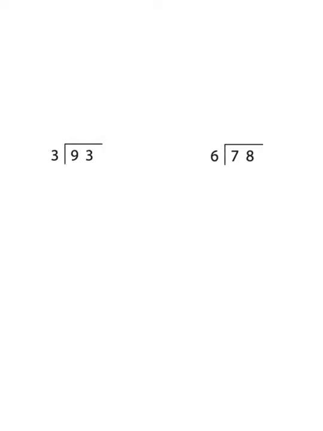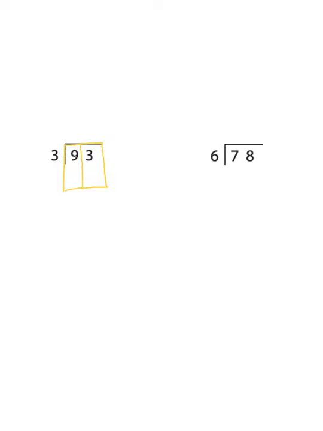Now let's look at another example, and I'm going to use the box method. So 93 divided by 3. I have a dividend of 93 and a divisor of 3. I'm going to change this into the box method.